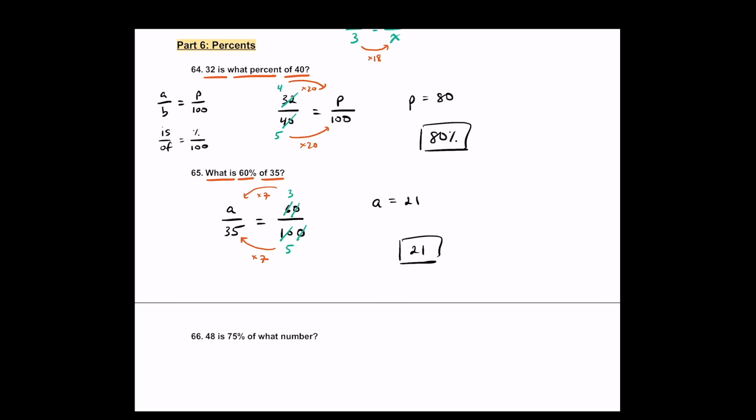Okay. Let's move on to one more. Let's do the 48 is. Remember, it's is over of, so 48 is going to go on top. And 75%, well, that's percentage. It's P over 100. And we don't know the whole. It says of what number. So we knew this, and we don't know this.